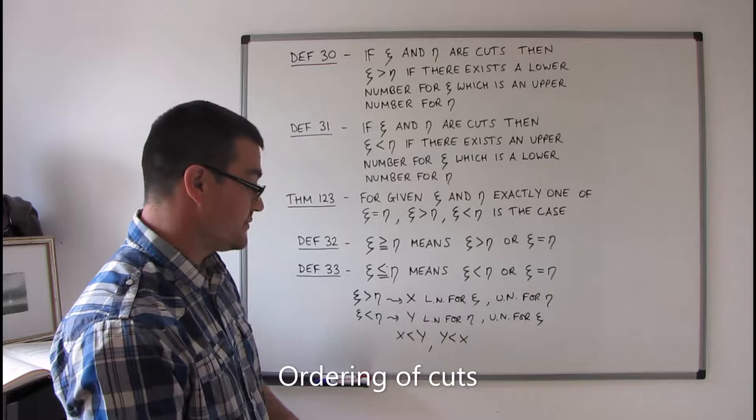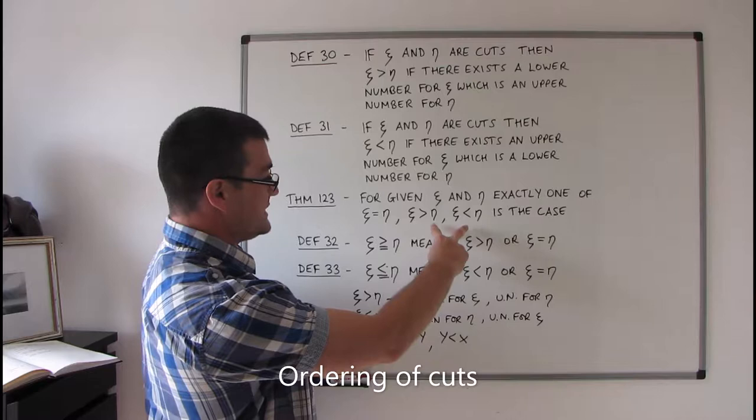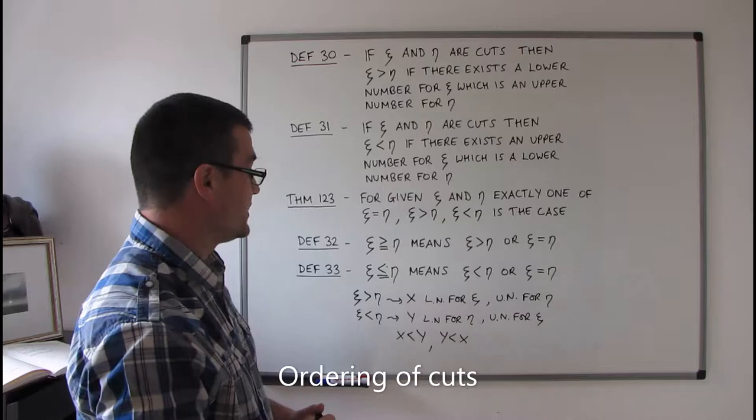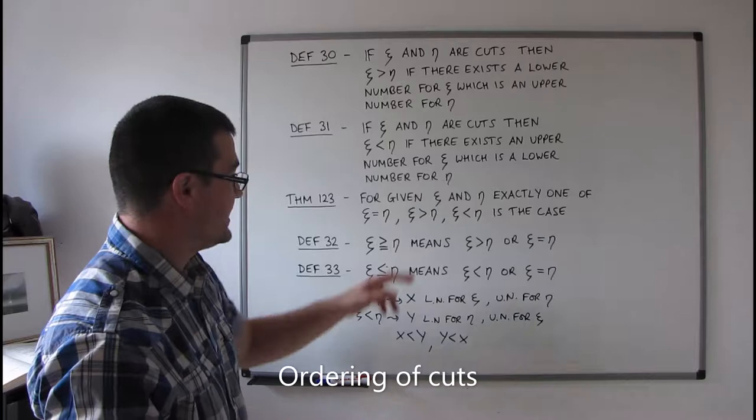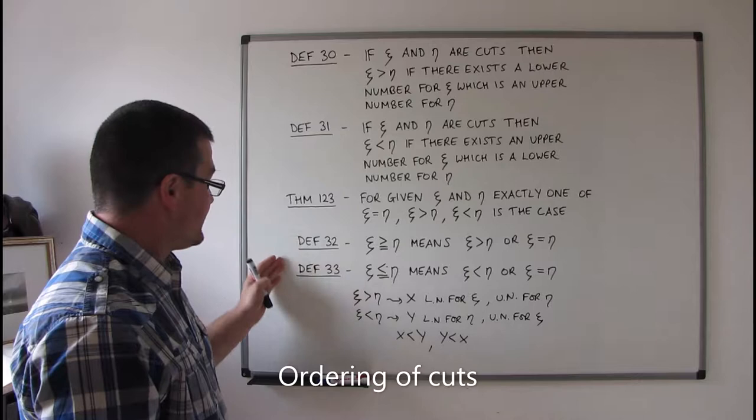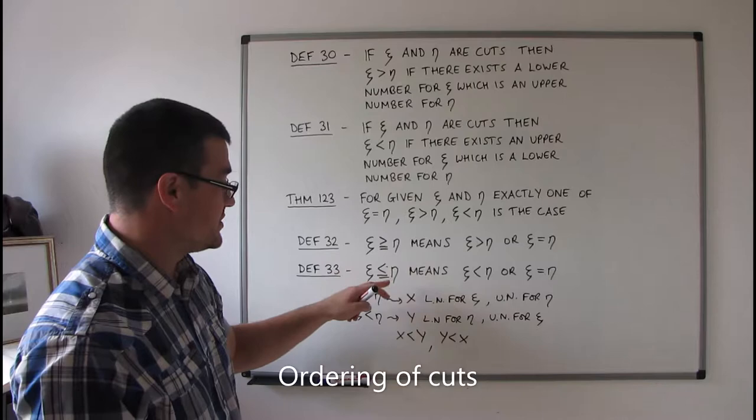So we can't have both of these. Therefore, these two situations in relation to cuts are mutually exclusive. They're incompatible. Mutually incompatible. That's the word that I'm looking for. Okay, definition 32 and definition 33 just give a meaning to greater than or equal to and less than or equal to, really in the obvious way. Not really much for me to say about that.